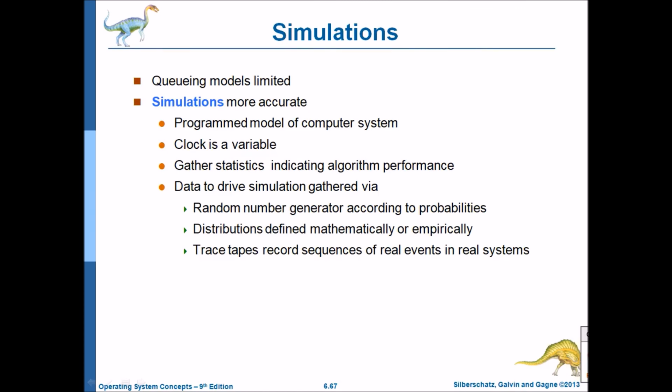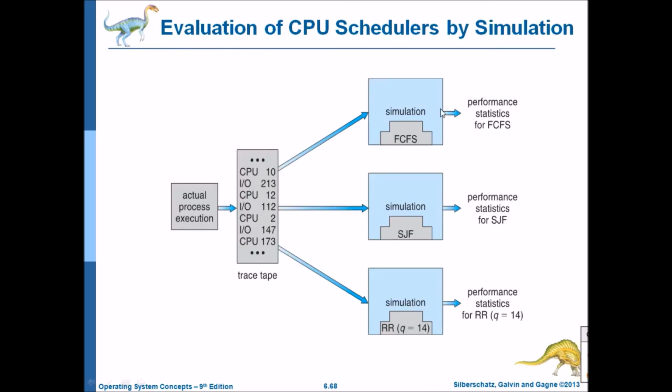We can create a trace tape by monitoring the real system and recording the sequence of actual events, as seen in this figure. We then use the sequence to drive the simulation. Trace tapes provide an excellent way to compare two algorithms on exactly the same set of real inputs. This method can produce accurate results for its input.